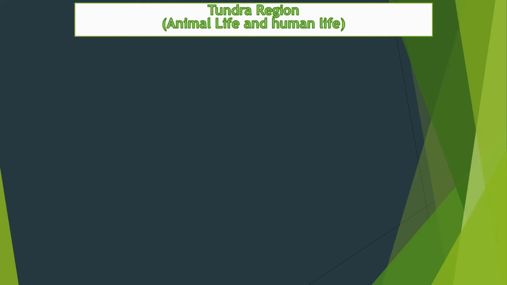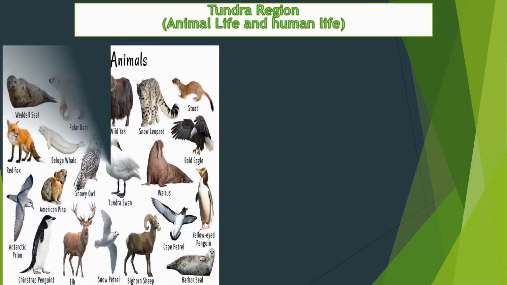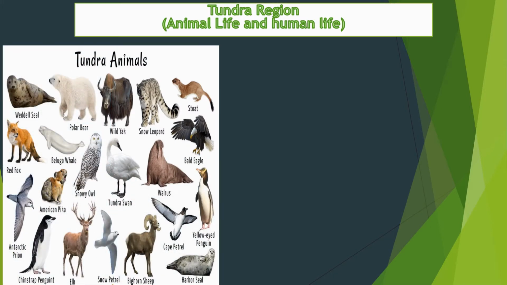One can find a variety of animals in the tundra region, such as caribou, reindeer, etc. One can also find winter animals in the tundra region, such as polar bears, foxes, walrus, and seals, including the snowy owl and the musk oxen. One can also find animals with soft and thick fur, such as the wild yak, snow leopard, etc.